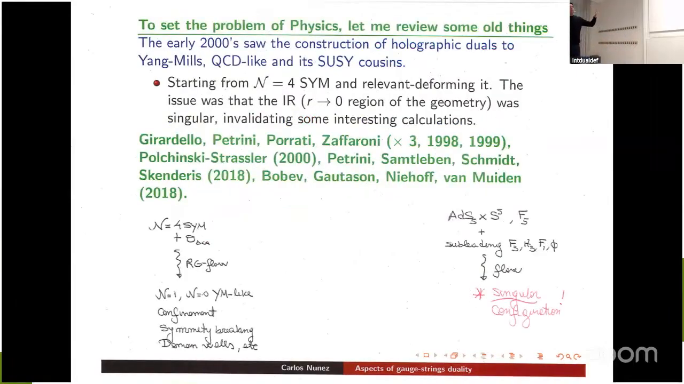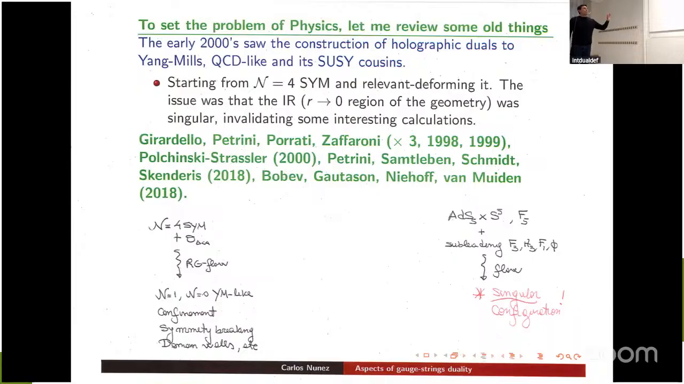Let me start setting up the problem of physics that I was describing before. This is mostly for the benefit of the young people in the audience who were not around when these things were done. So this is 20, 25 years ago. So the problem of physics is how to construct holographic duals to field theories like Yang-Mills or QCD or theories in those families, cousins of those things.